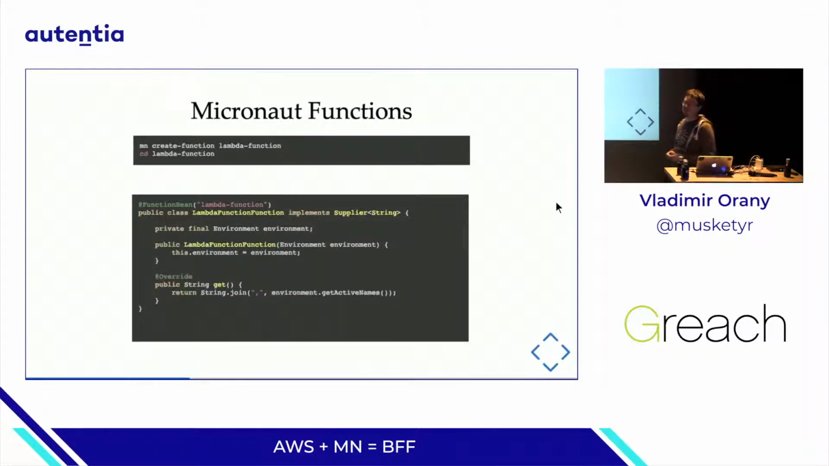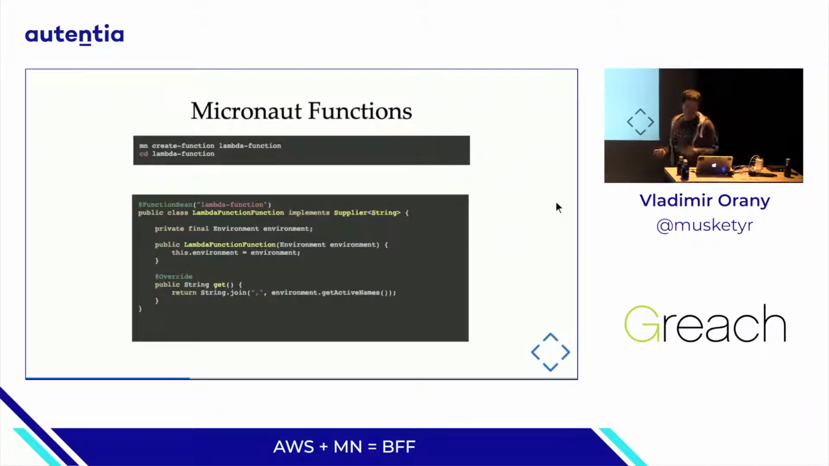And it's very easy to create Lambdas with Micronaut because it's exactly when you create a new function.